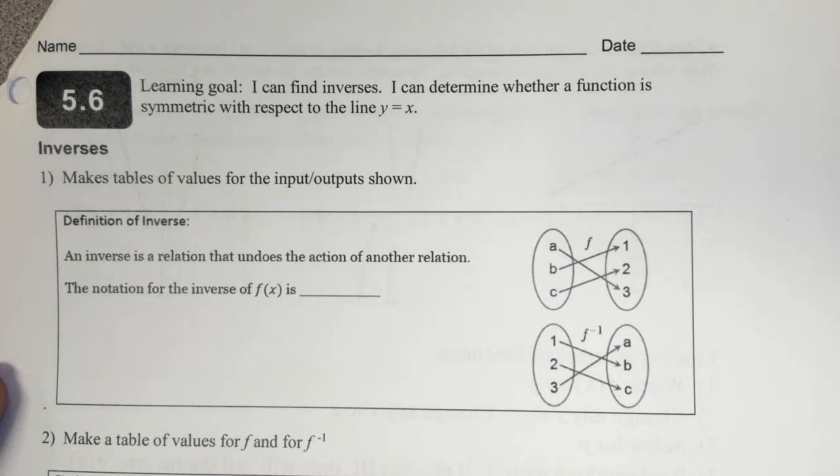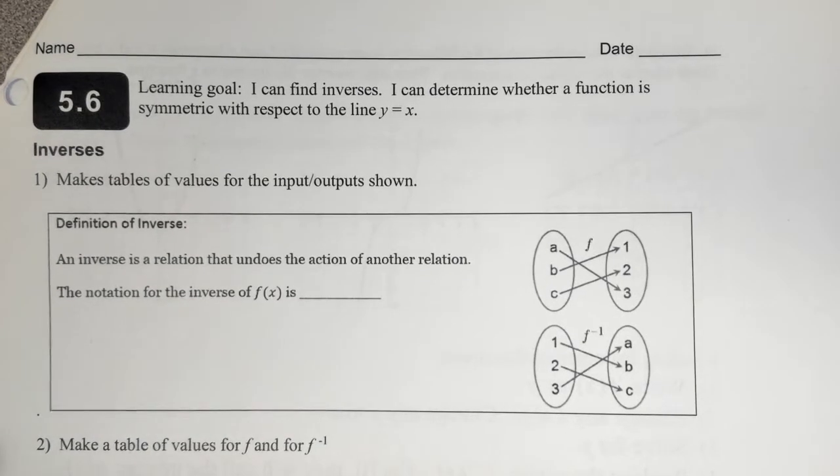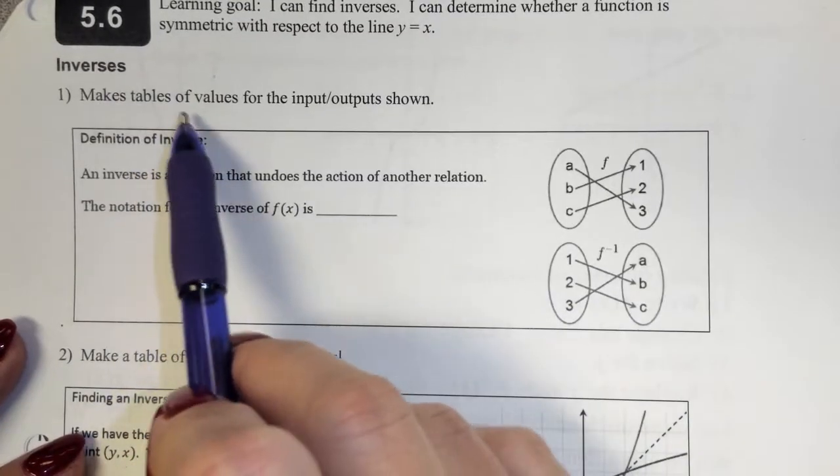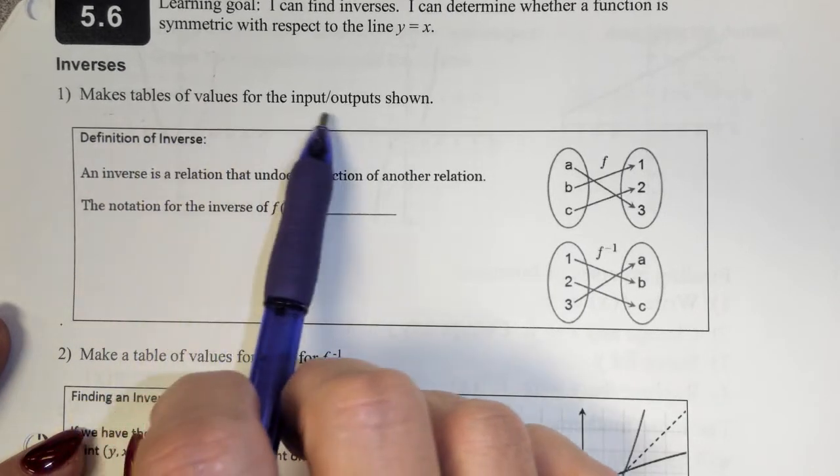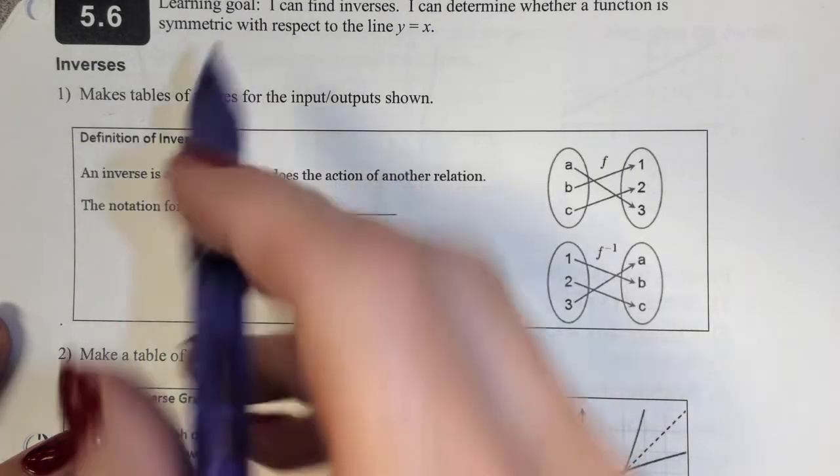Today we're going to be looking at section 5.6 part 1. We're going to be talking about inverses. On this first part it says to make tables of values for the input and outputs that are shown. It shouldn't say makes, it should say make.